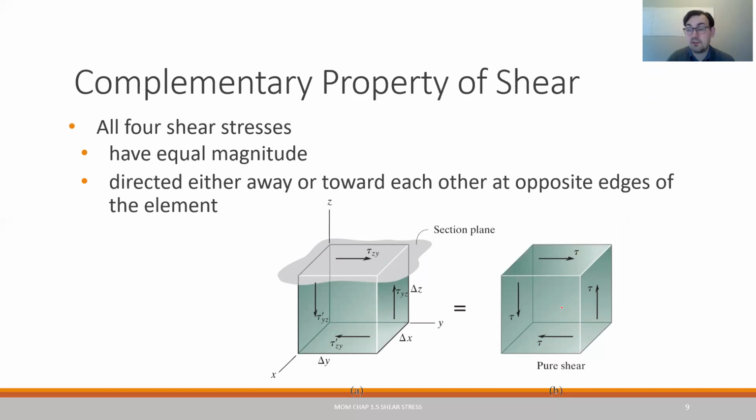And that's going to become very important to us later when we start looking at designing beams. But this is just something to keep in the back of your head, that there's this complementary property of shear that says, hey, based on just very simple equilibrium equations, we can figure out what tau is going to be if we know one of the taus.